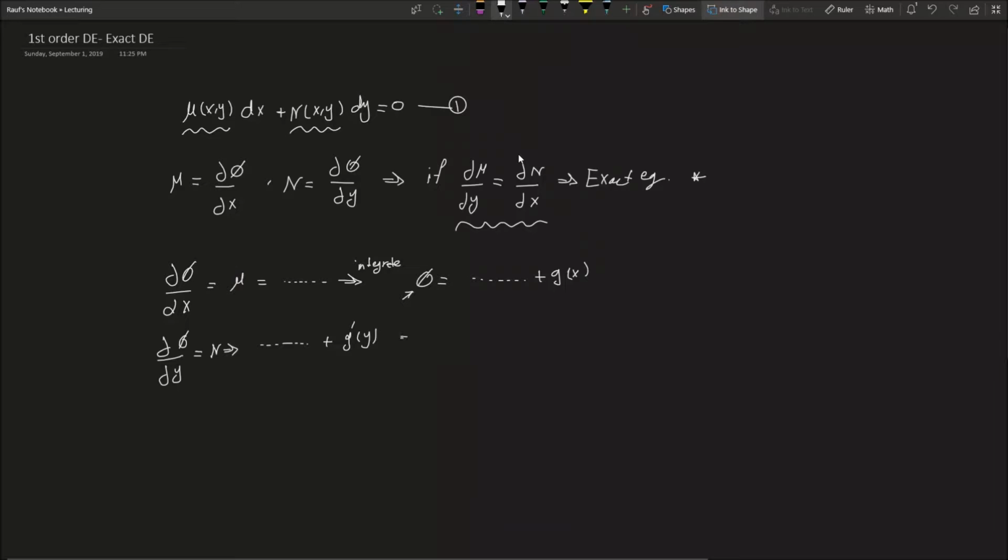Now we know from that specific equation that g prime of y equals a certain term, and integrating that will give you the value of g of y. So in that case, you can compensate g of y that is missing from the phi equation.